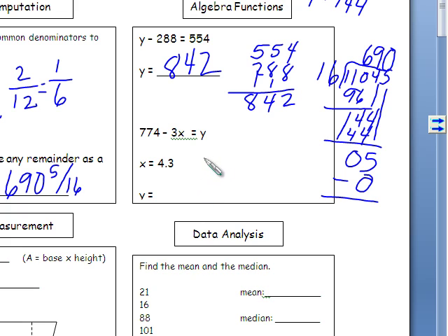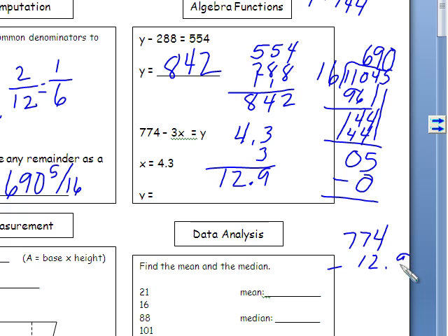The second one here is a little bit different. We've got a decimal with an unknown variable, which was our x, is 4 3/10. So we take 4 3/10 and we times that by 3. That's 9, 12. 1 decimal spot, so we've got 12.9. Now we've got 774 minus 12.9. And here's where the mistake might be made.